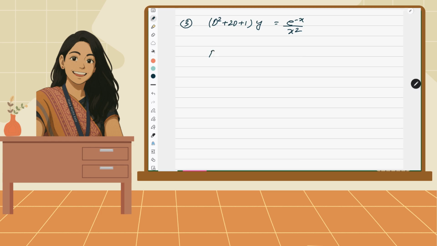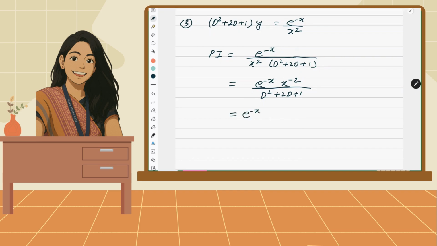So let me do now PI. PI is equal to e to the power minus x upon x square, D square plus 2D plus 1. Okay. Now can I write it like this? e to the power minus x, x to the power minus 2 upon D square plus 2D plus 1. So now it is my exponential plus v concept. So how to solve it?